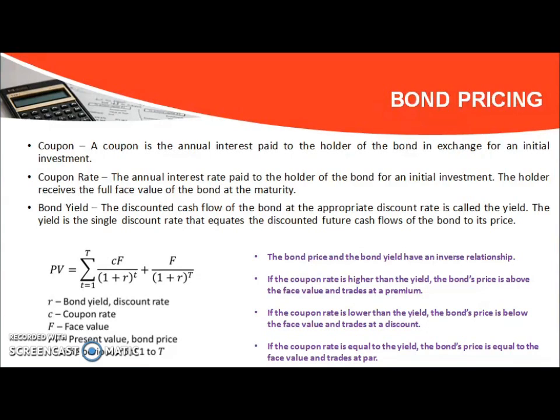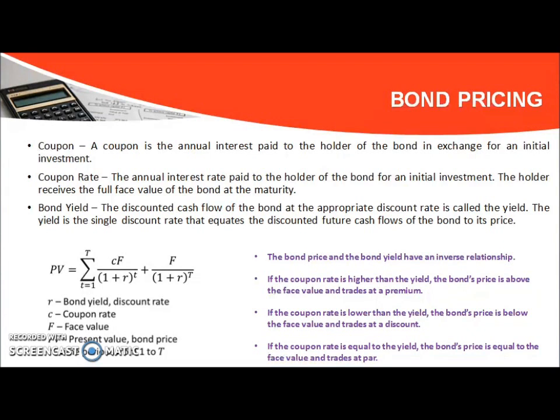What is bond yield? The discounted cash flow of the bond at the appropriate discount rate is called the yield. The yield is a single discount rate that equates the discounted future cash flows of the bond to its present price. So it's basically more of a discounted future cash flow which we are considering at today's time point.